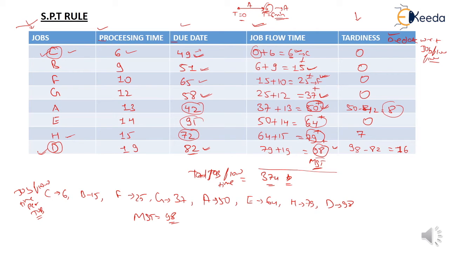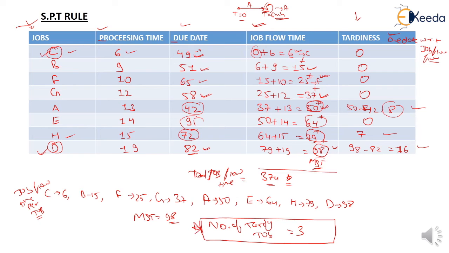Okay students. So the number of tardy jobs here is 1, 2, 3. So the number of tardy jobs is 3. This terminology is also asked in questions. So our answer is that the number of tardy jobs is 3. Okay students. Here we calculate the total tardiness. So what is your total tardiness? 8 plus 7 plus 16. So 31 is your total tardiness.